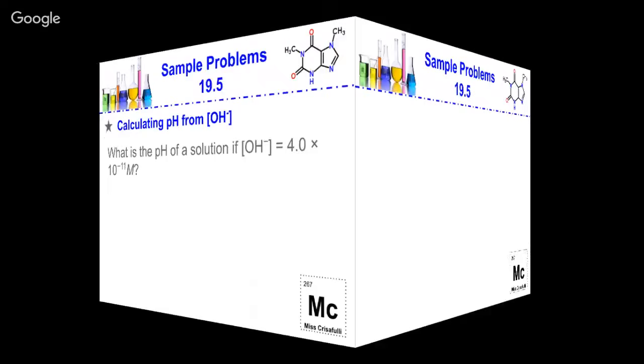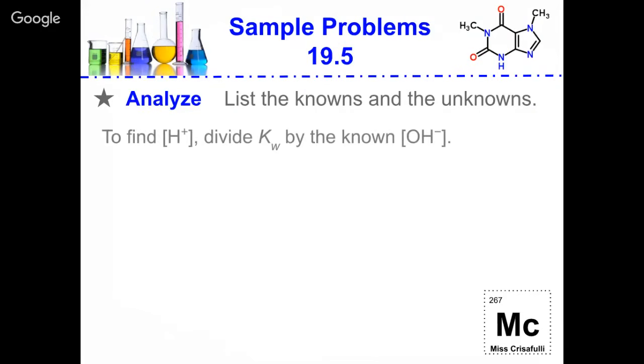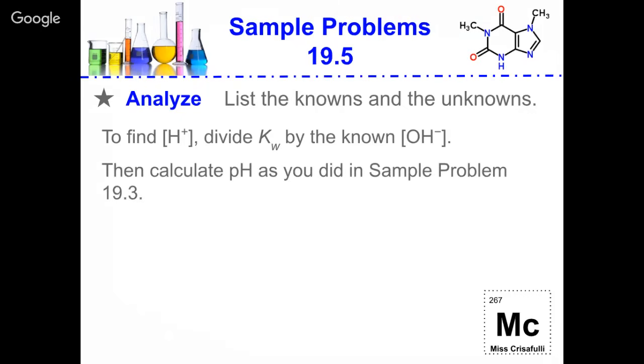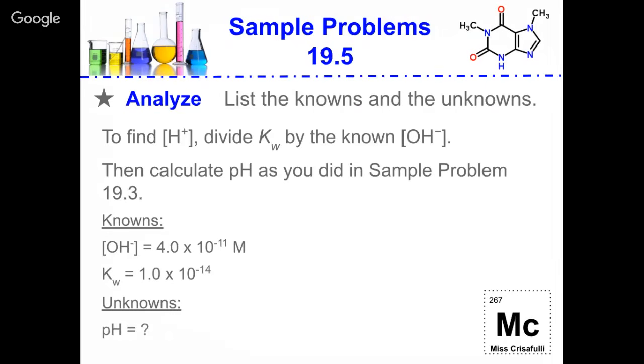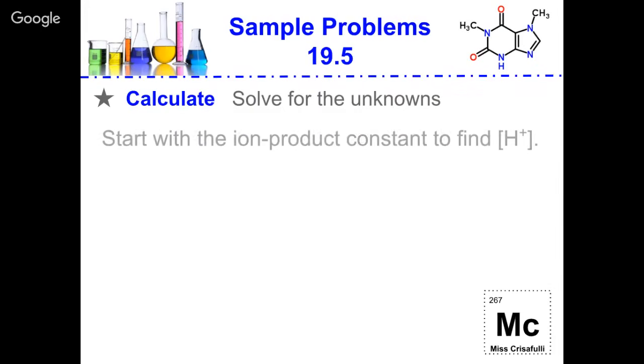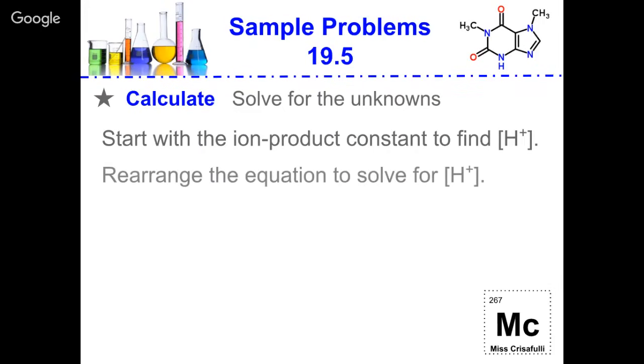minus 11th? So what we're going to do is find H plus by dividing Kw by OH minus. Then we're going to solve for our pH like we did in sample 19.3. So we know our OH minus concentration, we know Kw, what we don't know is pH. So we're going to start with the ion product constant first to find H plus. So we're going to rearrange that equation.